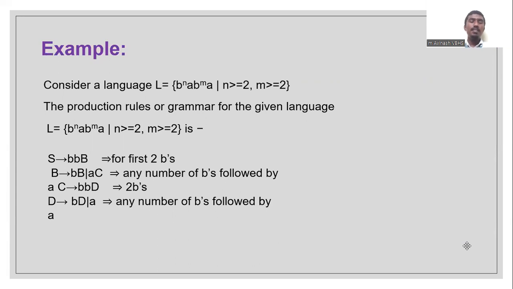For the first 2 b's, B → b or aC, any number of the b's followed by a. C → bD implies 2 b's. D → bD or a, any number of b's followed by a.